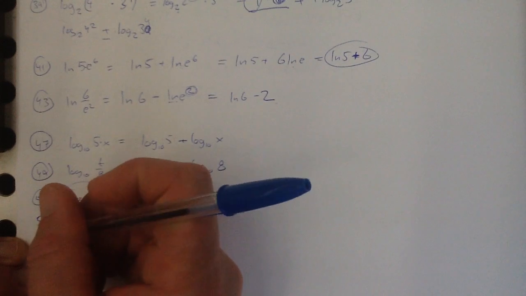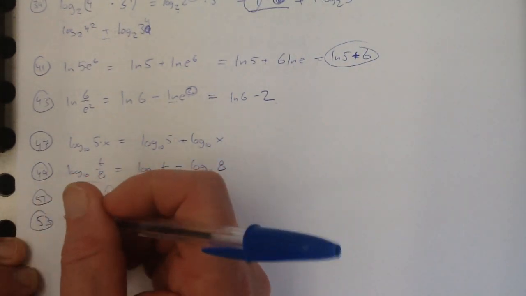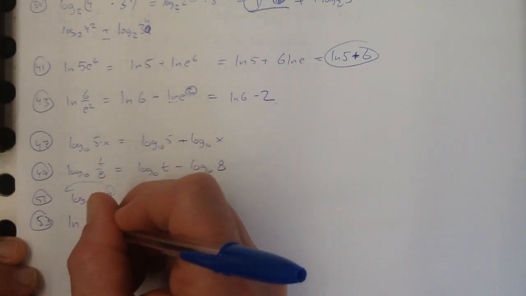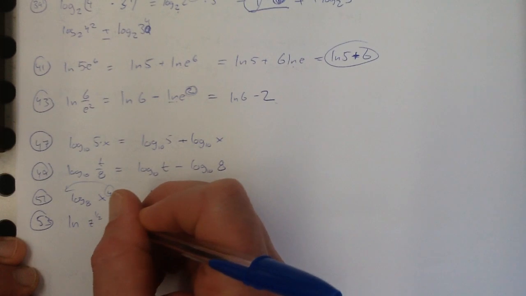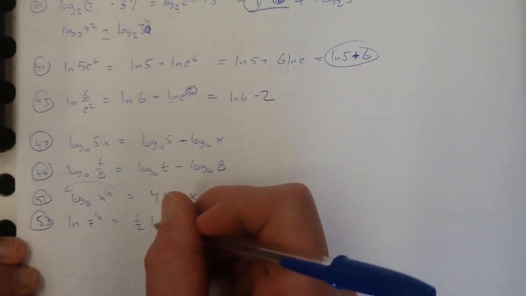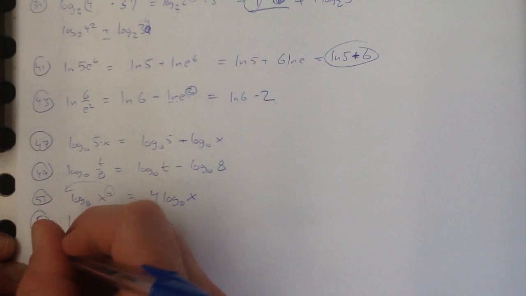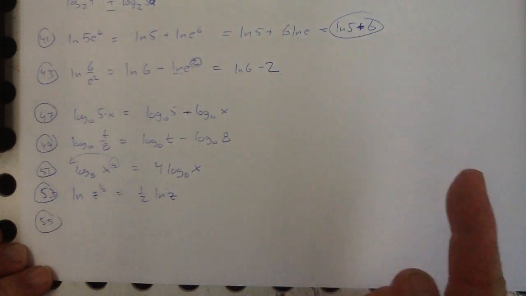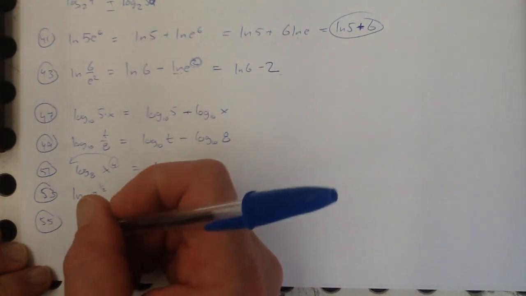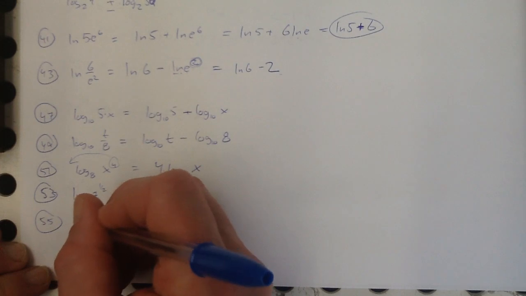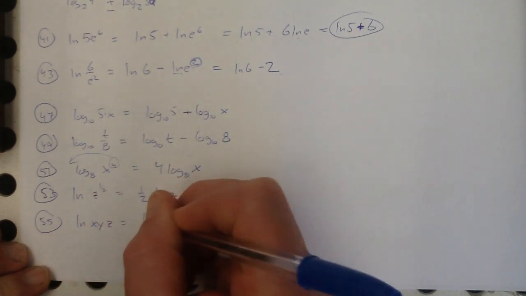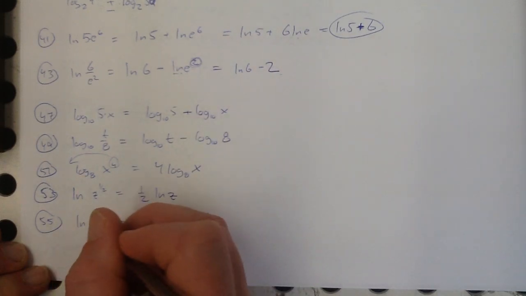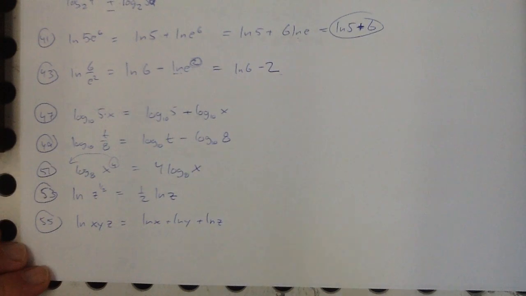Number 53, the natural log of, I'm just going to go ahead and write that the square root of z is the same as z to the 1/2, and that 1/2 can then come to the front. It sure is important to understand how roots and rational exponents go back and forth. 55, natural log of xyz is the natural log of x plus the natural log of y plus the natural log of z, because multiplication turns into addition with logarithms.